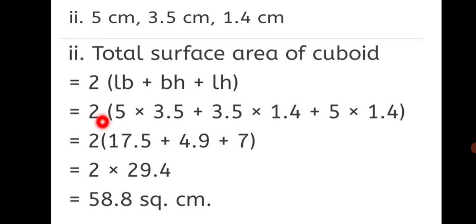Now substitute the values. Is equal to 2 times, bracket open, length is 5 into breadth is 3.5 plus 3.5 into 1.4 plus 5 into 1.4. Substitute the values accordingly from the question. Then after multiplying, you get 2 times 17.5 plus 4.9 plus 7. Now you add all this, do the working. You will get 29.4. You have to multiply by 2 and get the final answer, 58.8 square centimeter.